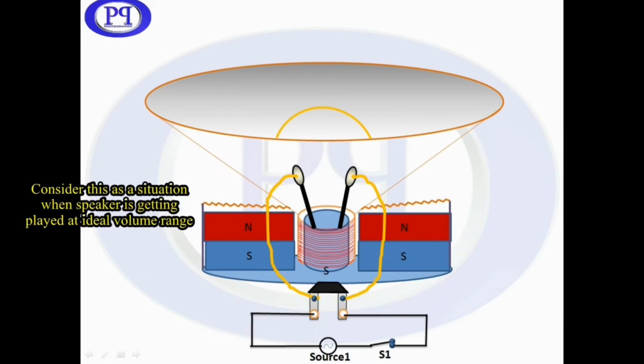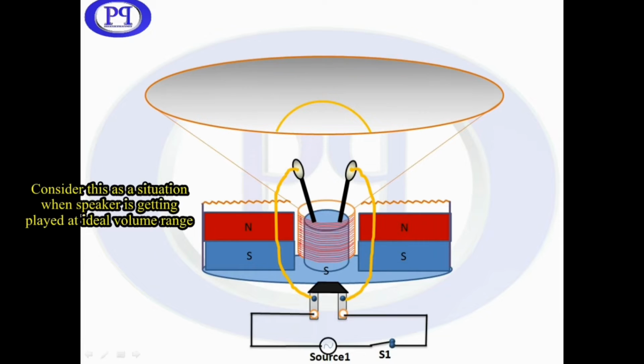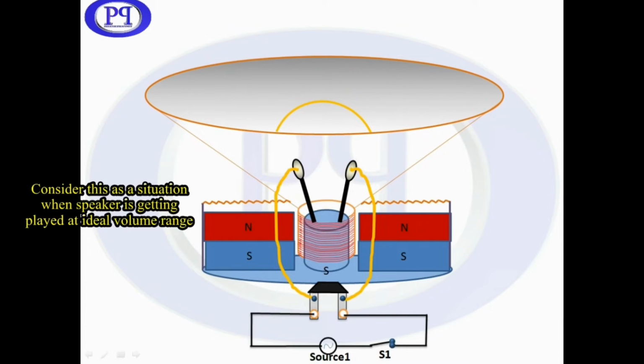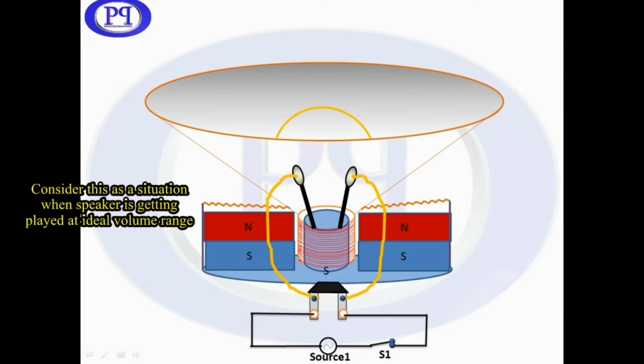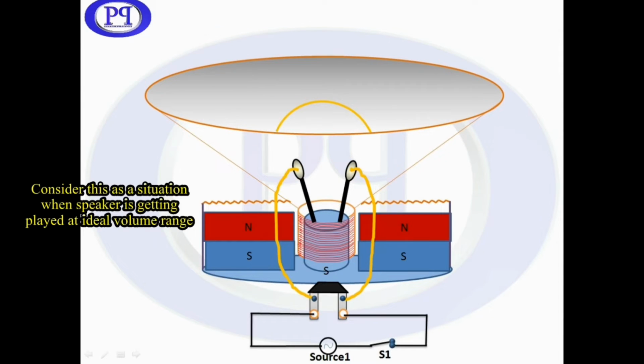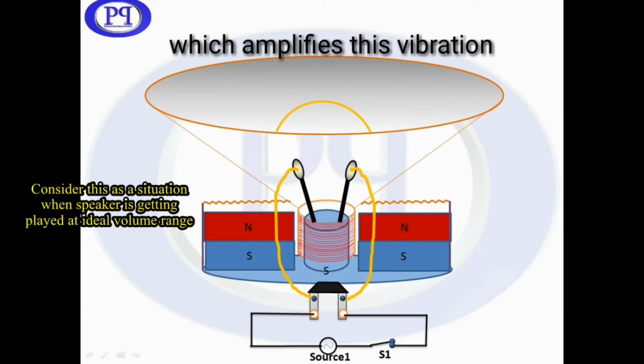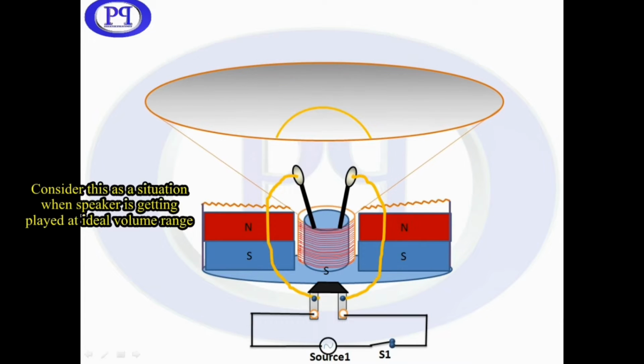As pulses of electricity pass through the coil of the electromagnet, the direction of its magnetic field is rapidly changed. This means that it is attracted and repelled from the permanent magnet, vibrating back and forth. The electromagnet is attached to a cone made of a flexible material such as paper or plastic, which amplifies this vibration.